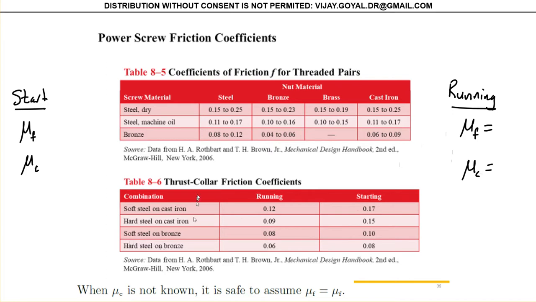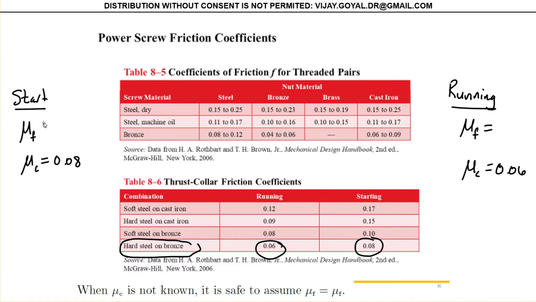I have the thrust collar coefficient. This is hard steel on bronze. So at start, this is 0.08. So this will go here, 0.08. And at running, it's 0.06. So this will go 0.06.